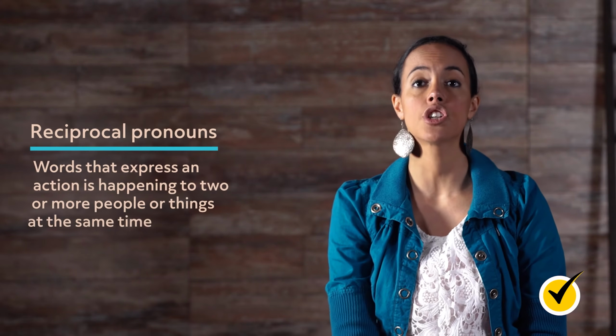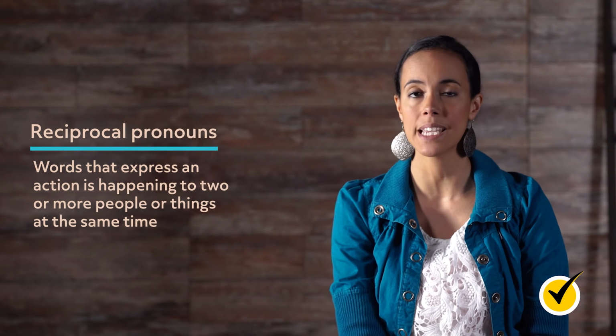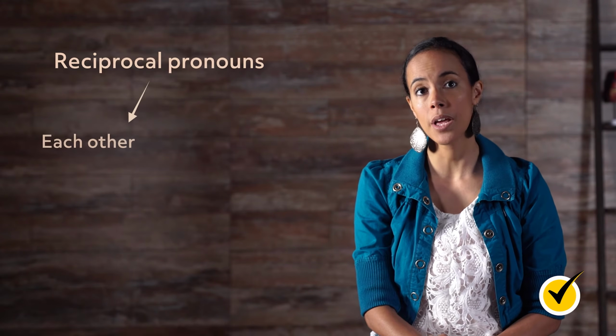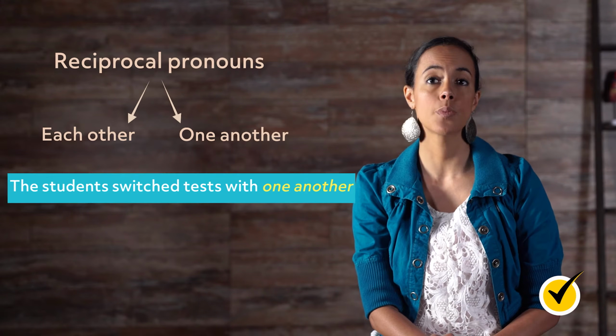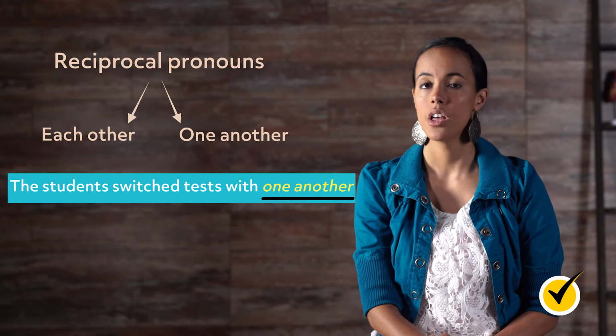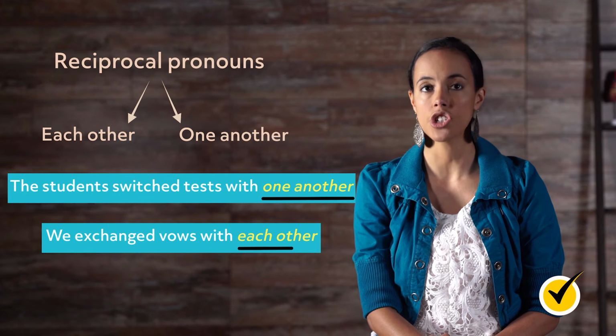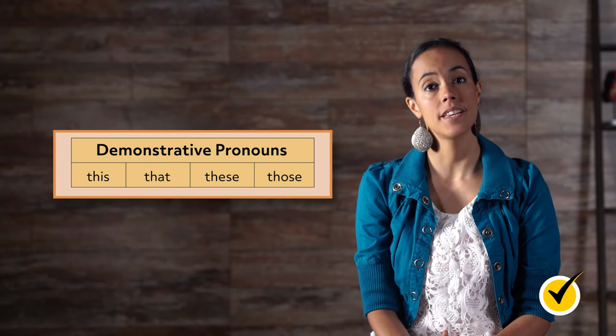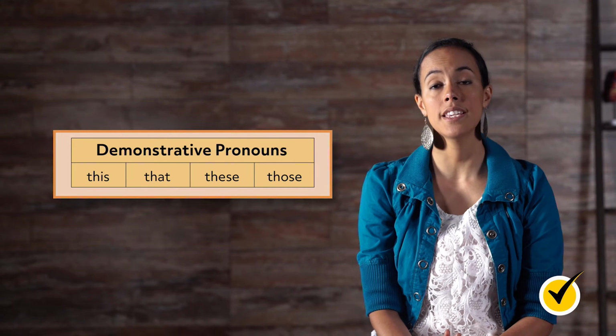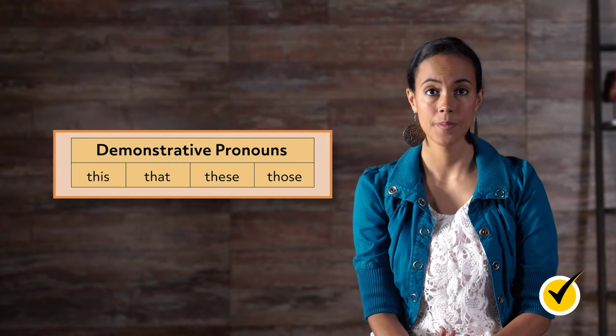Reciprocal pronouns are words that express an action is happening to two or more people or things at the same time. Reciprocal pronouns include each other and one another. The students switched tests with one another. We exchanged vows with each other. Demonstrative pronouns are pronouns that point to specific things. Examples of demonstrative pronouns are this, that, these, and those.